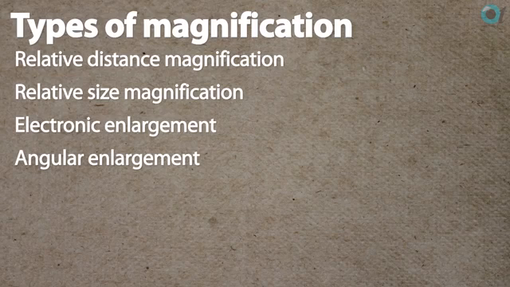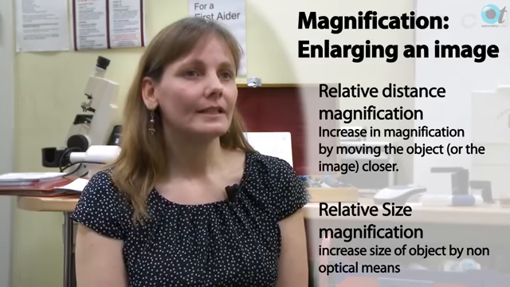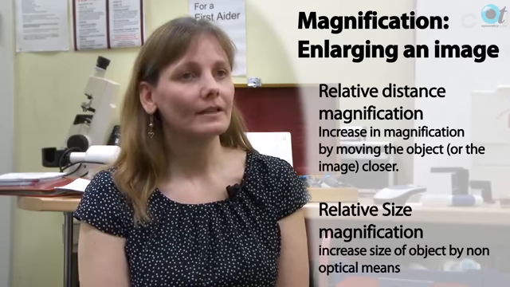There are 4 ways in which to enlarge an image. The first is relative distance magnification. This magnification is created by moving the object or the image closer to the eye. This includes strategies such as sitting closer to the television or using optical aids to move the image closer to the eye. The result of reducing the object viewing distance is to increase the angular subtense of the object at the pupil entrance.